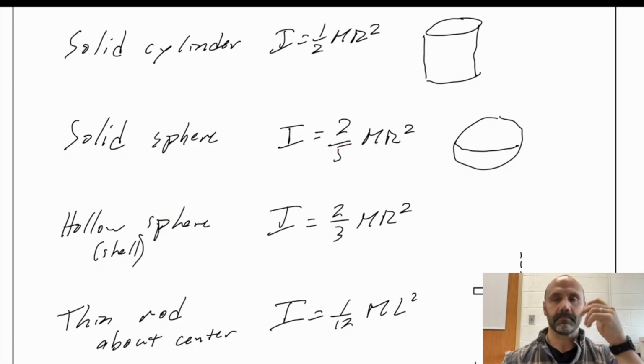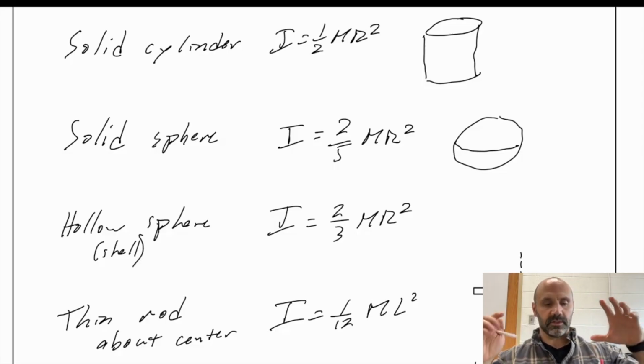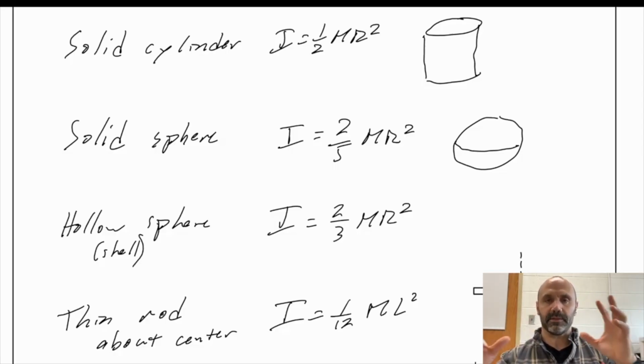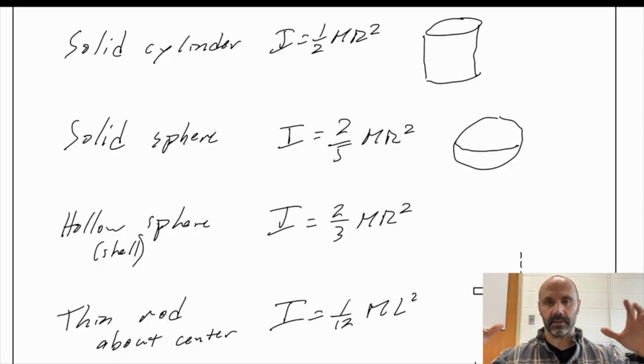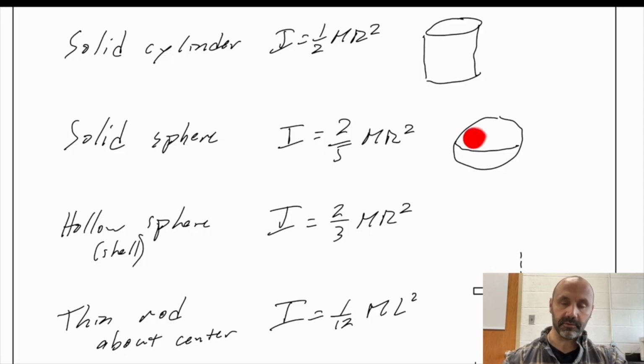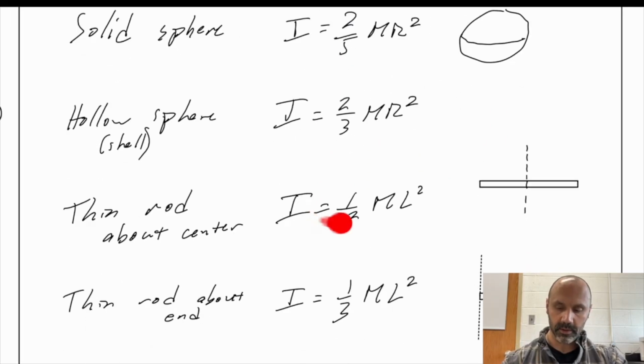The way you can think about this, both spheres start with a 2 on the top, and it's either 2/5 or 2/3. If you have a solid sphere, more of the mass is near the center. And if you have more mass near the center, then you're going to have a smaller moment of inertia. It's not going to resist angular acceleration as well as if everything is spread out farther from the center. And so a solid sphere is going to have a smaller coefficient on the moment of inertia than a hollow sphere. Thin rod about the center, 1/12 ml squared.